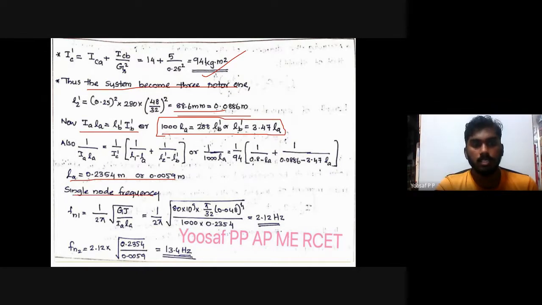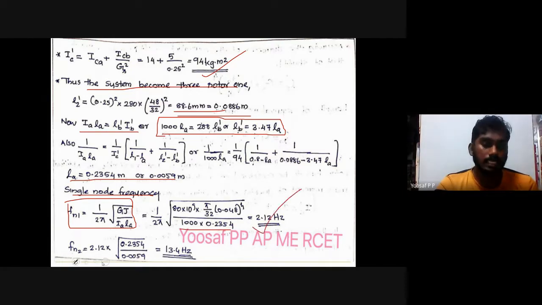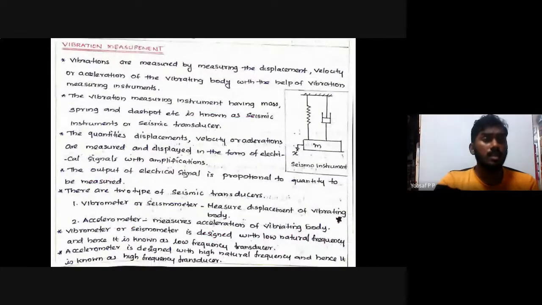Single node frequency Fn1 is equal to 1 by 2 pi root of G J divided by IA LA, that is 1 by 2 pi root of 80 into 10 raised to 9 into pi by 32 into 0.048 raised to 4 divided by 1000 into 0.2354, that is equal to 2.12 hertz, or Fn2 is equal to 13.4 hertz. Now let us see various vibration measurement systems.